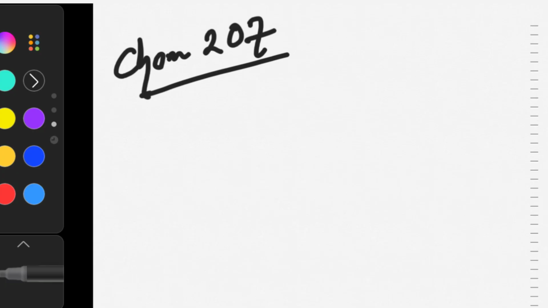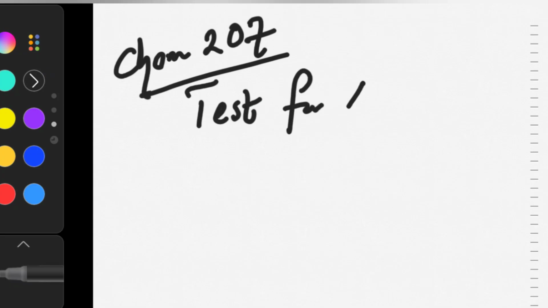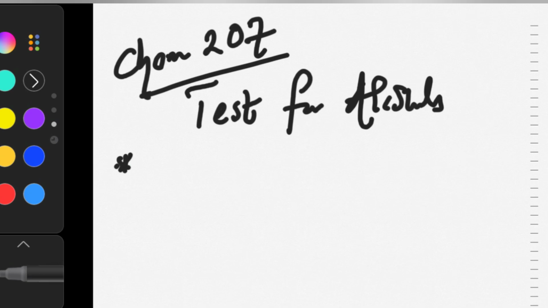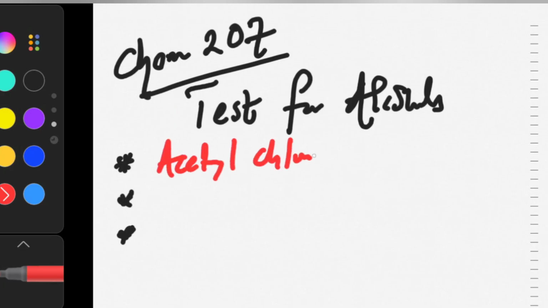So we started with tests for alcohols. There are three methods used in the test for alcohols. The first one was the acid chloride test.